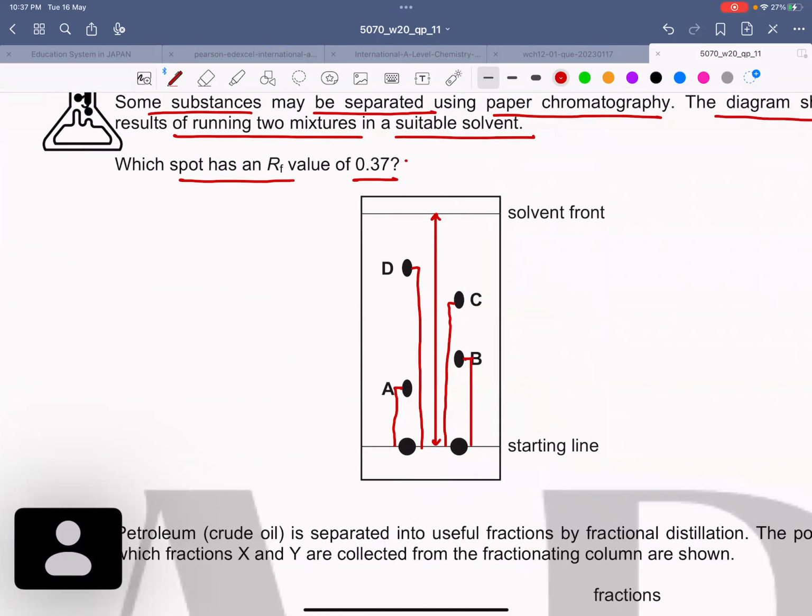So if we look at this, we can easily figure out it is almost half. If the RF value is 0.37, that is 0.37 over 1. So the distance traveled by the solvent, that is the solvent front, is actually the 1. If it's the 1, then 0.37 would be lower than its half, which means that my options C and D given here are wrong. Now I am left with A and B.